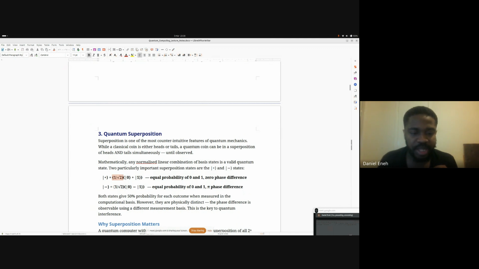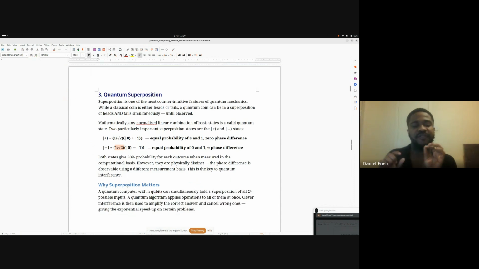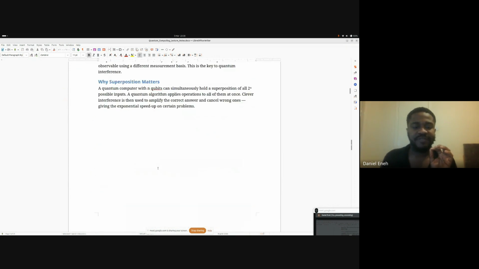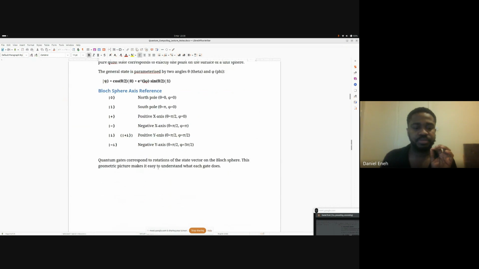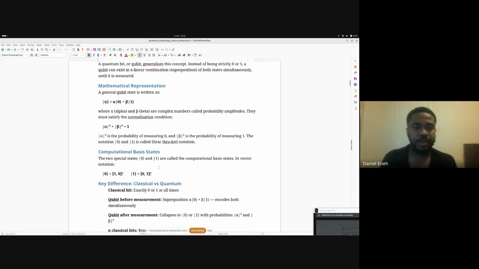But if you multiply into here, you discover that alpha is 1/√2 and beta is minus 1/√2. So both states give a 50% probability of each. And how do you know the probability? The probability is defined by this equation. Let me show you the formula.